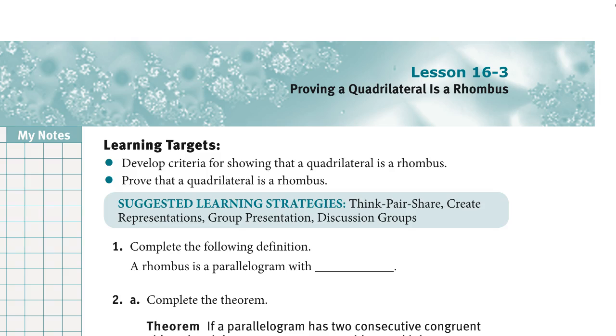Complete the following definition. A rhombus is a parallelogram with blank. And that is 4 congruent sides. A rhombus is a parallelogram with 4 congruent sides.